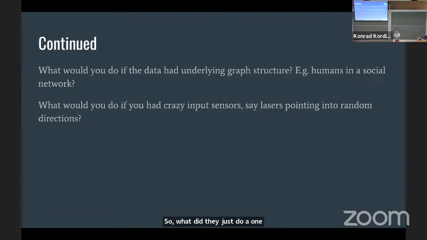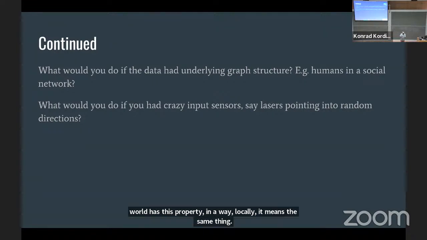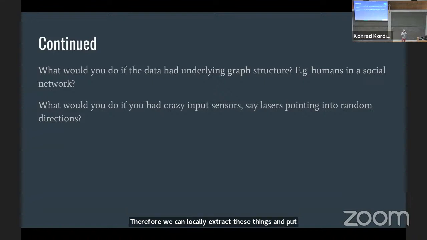And so what did I just do? I went through some of these scenarios. I want you to not just know about convnets and use them, but to think about what convnets do for you. What is the idea behind convnets? The idea is really that we're trying to approximate this thing that is incredibly hard to approximate: the world has this property that, locally, it means the same thing. Therefore, we can locally extract these things and put them together. And max pool is not quite right, but we don't have anything better. That's why we use it.